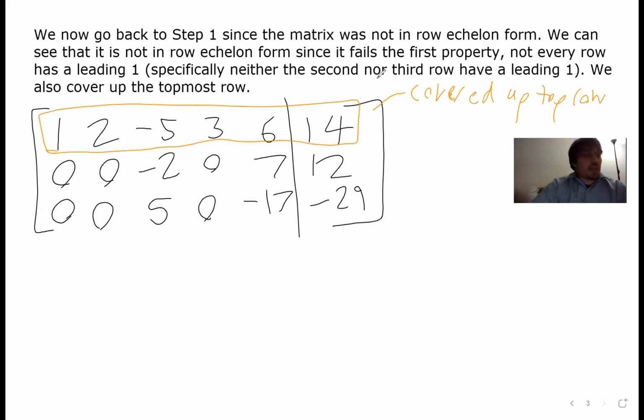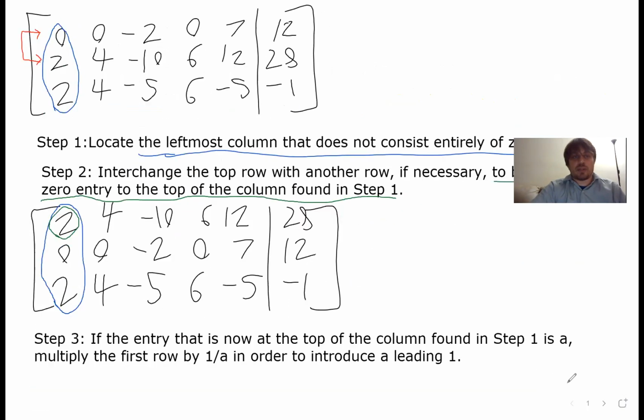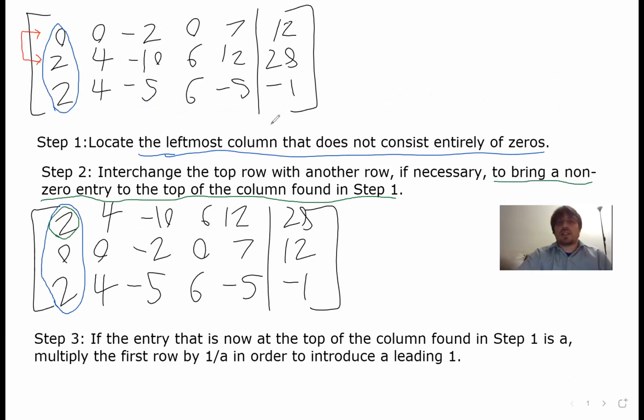So now repeat with step 1. Step 1 was locate the leftmost non-zero column. I'll even go back to where I wrote it. Step 1, locate the leftmost column that does not consist entirely of zeros.